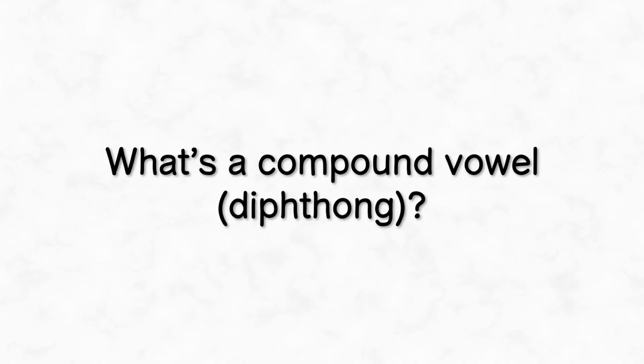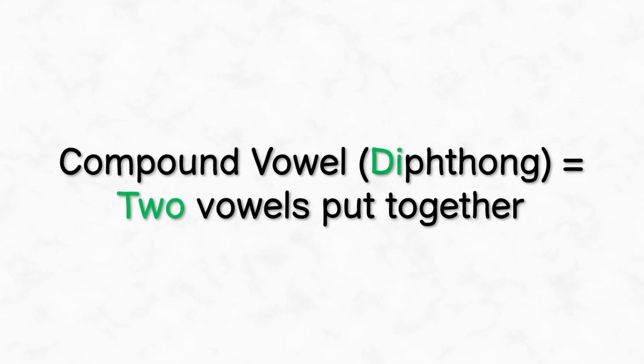So first off, what exactly is a compound vowel, also known as a diphthong? A compound vowel is basically a combination of two simple vowel sounds. So for example, the A in the word pay. This might be a surprise to some of you, but this is indeed two separate sounds.